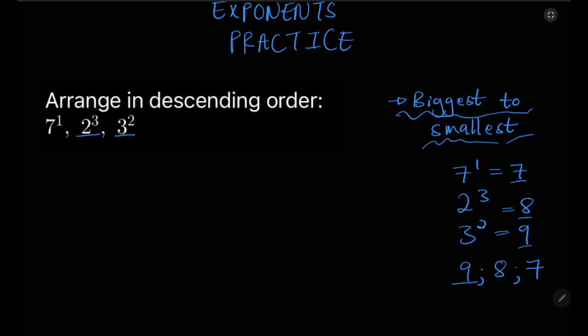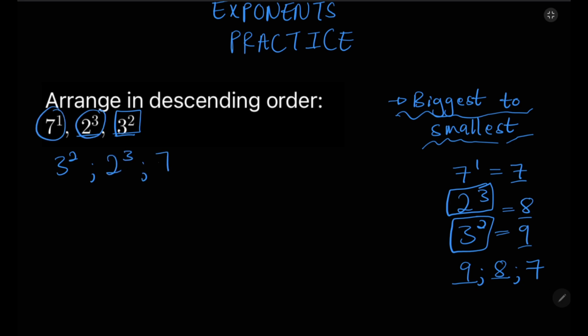Okay, which one is 9? 9 is 3 to the power 2. So you write 3 to the power 2. Followed by 8. 8 is 2 to the power 3. That's 2 to the power 3. And you're left with 7 to the power 1.